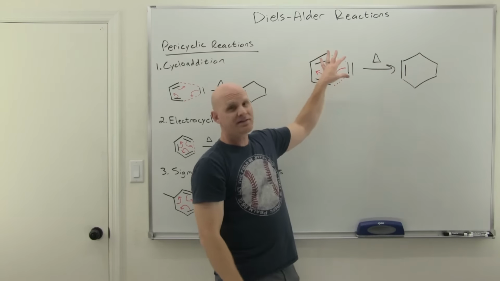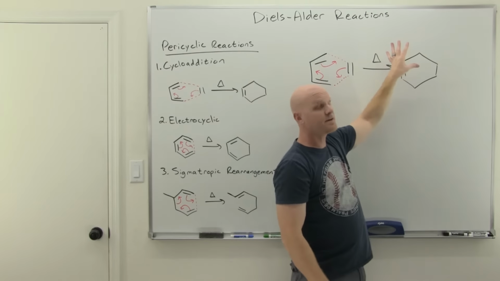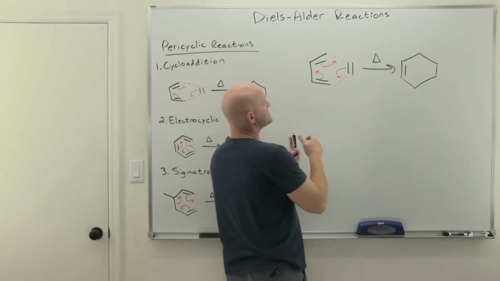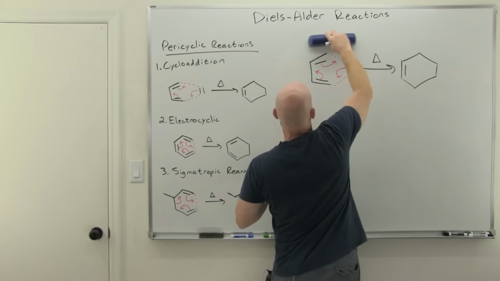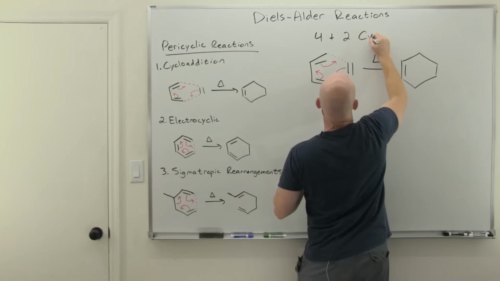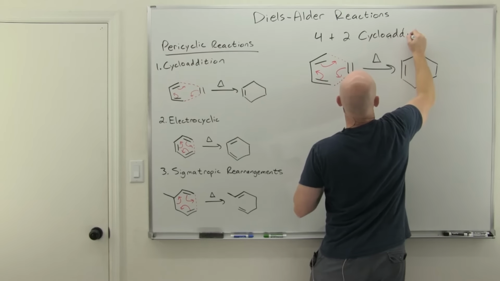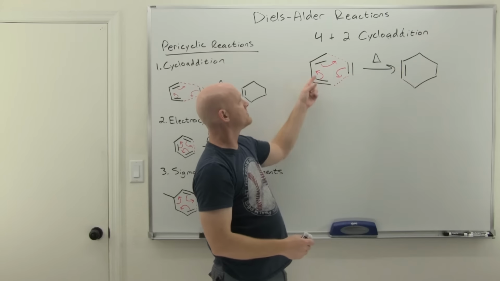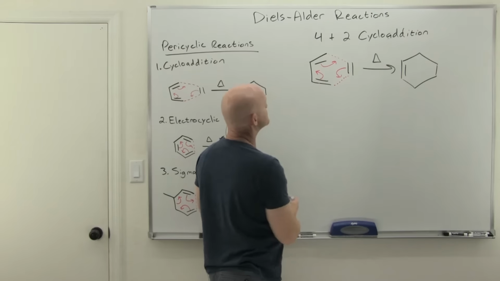Now, this is the most basic Diels-Alder, and we'll find out we can have different substituents coming off of here, and the result is that we're going to end up with different substituents coming off this basic structure right here. Now, we call this a 4+2 cycloaddition. So 4+2 cycloaddition, we've got 4 pi electrons moving from one reactant and 2 pi electrons moving from the other. So that's your 4+2 cycloaddition.